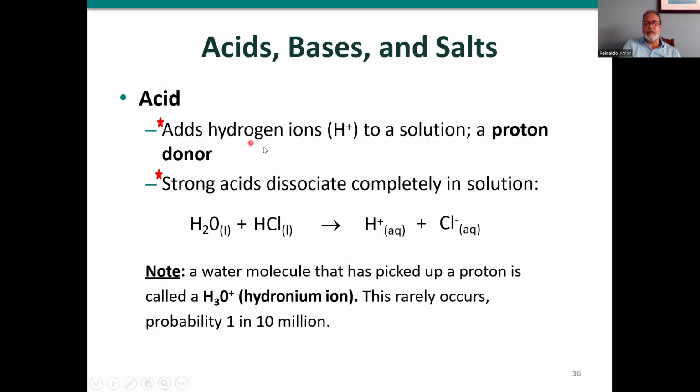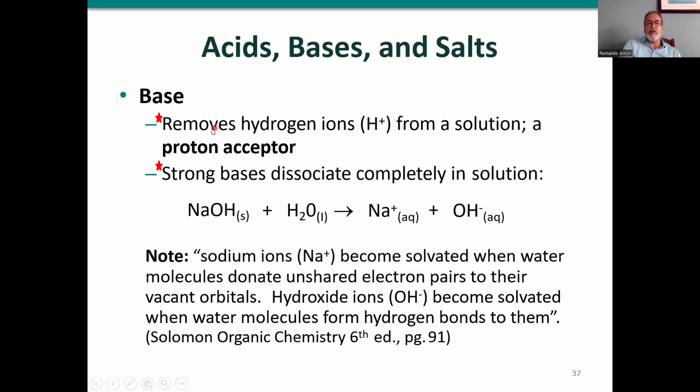An acid is a proton donor, so it would add hydrogen ions to a solution. Remember, add acid to water, not water to an acid, right? Strong acids completely dissociate in water. A base removes hydrogen ions from a solution. It's a proton acceptor. So if you add a base, you can remove hydrogen ions.